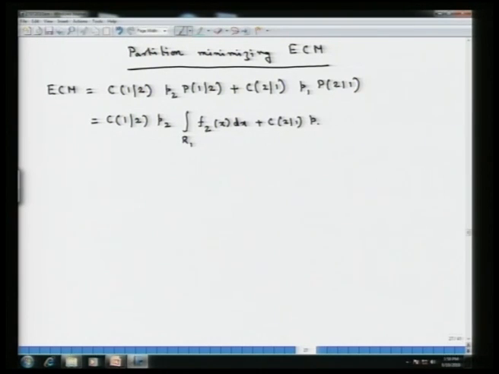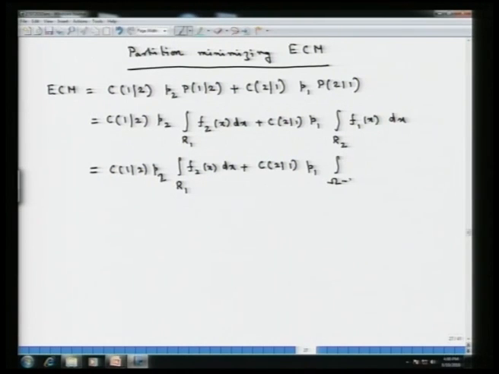This plus C2 given 1 into p1. These small pi's are the a priori probabilities of the corresponding populations. This integral is over the region R2, because we are classifying into the second population while the observation is coming from the first population, and hence we have this particular term. Now, this term can be written in terms of the complementary region of the first partition R1. The first term stays as it is, and the second term we can write as an integral over omega minus R1, that is the region R2, of f1(x) dx.